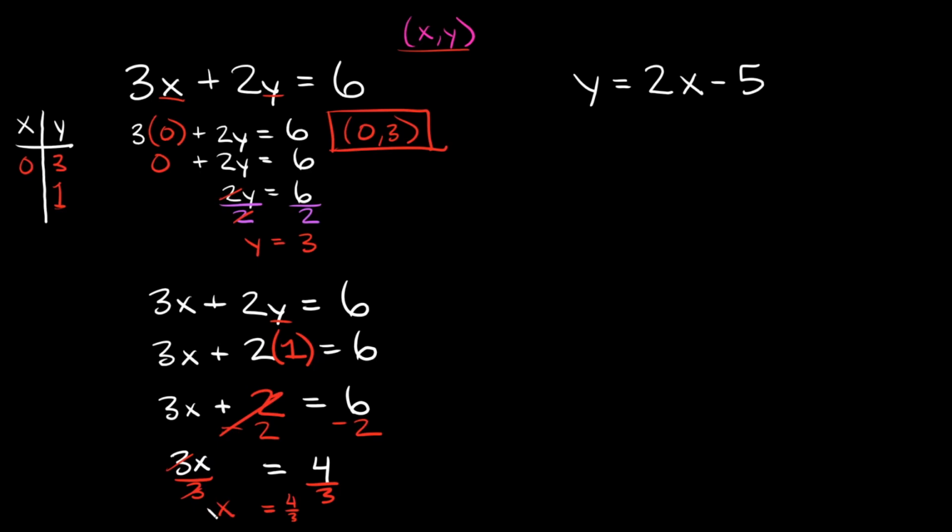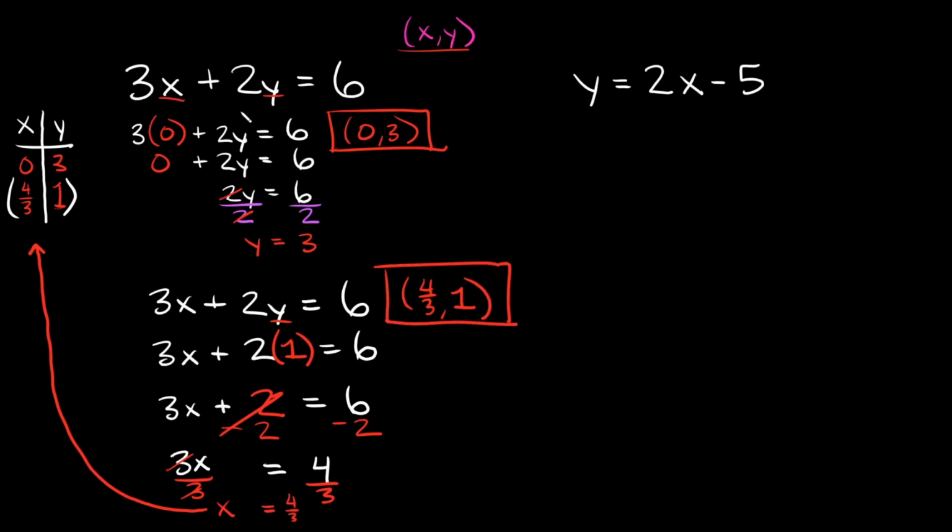Okay, so we just solved for our x term. So we'll plug it in right here. It's 4/3. Okay, so look, we just found another ordered pair right there, right? So 4/3, 1. Okay, and let's just write it right here. So 4/3, 1. This is also a solution to this equation right here.